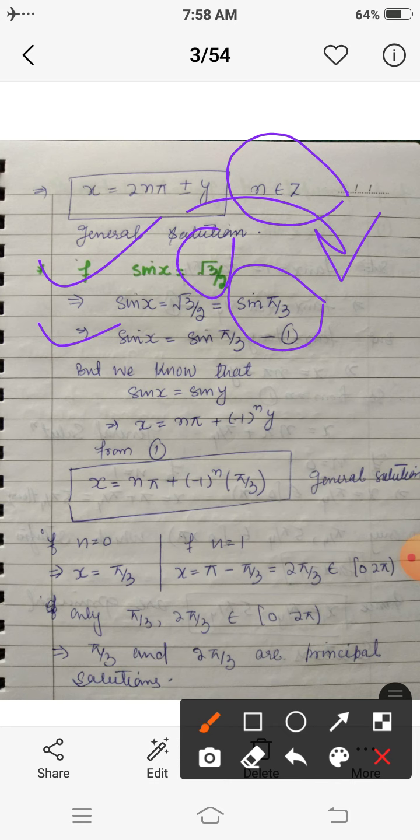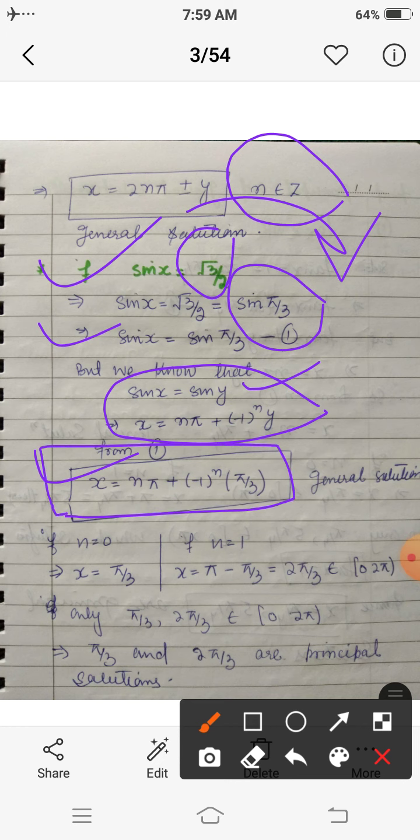Now using here sin x equals sin y, you know that x equals n pi plus minus 1 raised to the power n times y. So here x is x, y is pi by 3. So from the first two we can say that x equals n pi plus minus 1 raised to the power n, pi by 3, because here y is pi upon 3. So this is the general solution because it contains n.